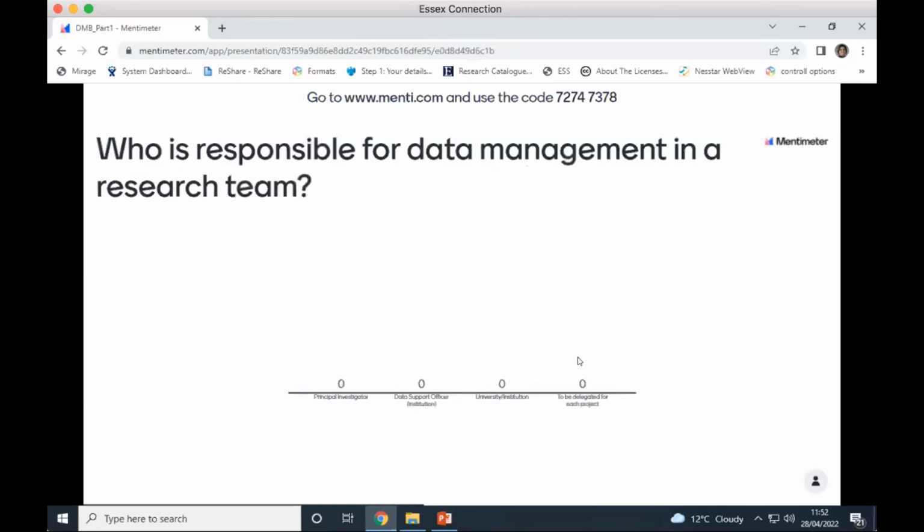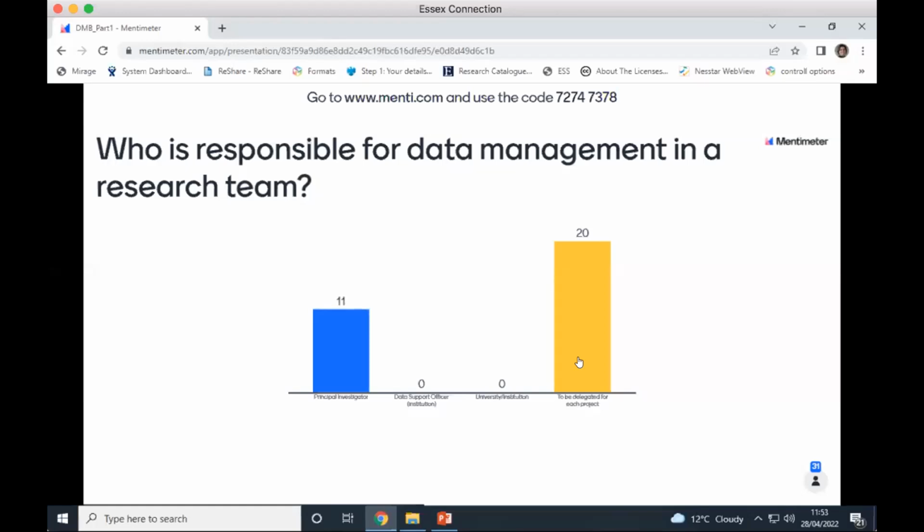Okay. Moving on to the next question, who is responsible for data management in a research team? Is it the PI, so the principal investigator? Is it a data support officer, university or institution, or is this to be delegated for each project? Okay, so I see that the most popular option is to be delegated for each project, and also the principal investigator. So the answer we're going for here was to be delegated for each project.